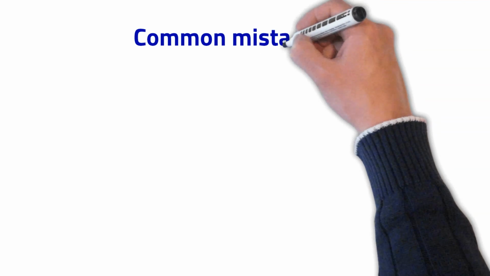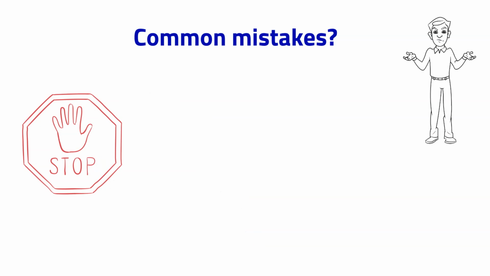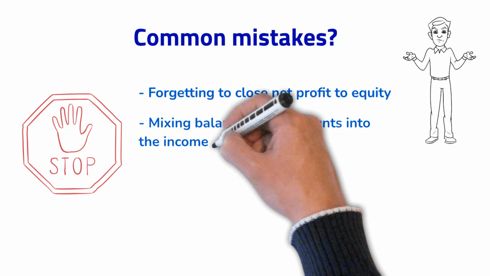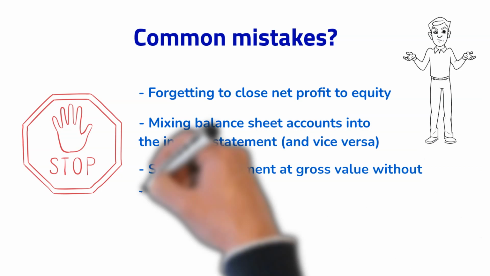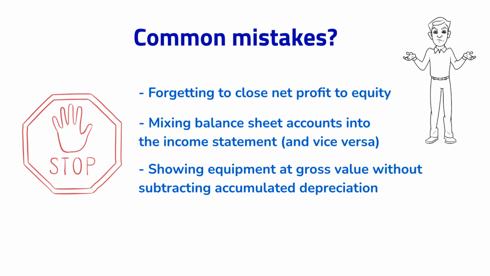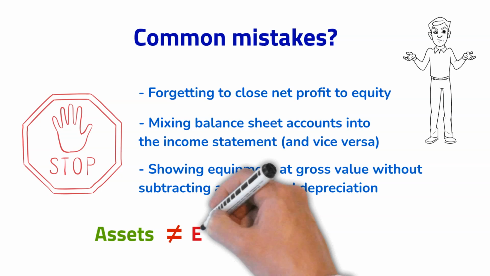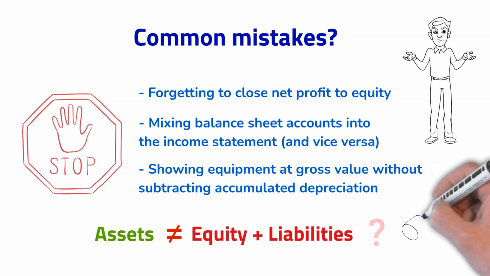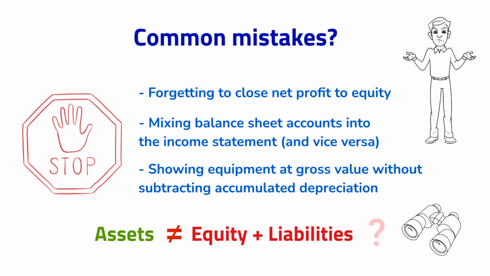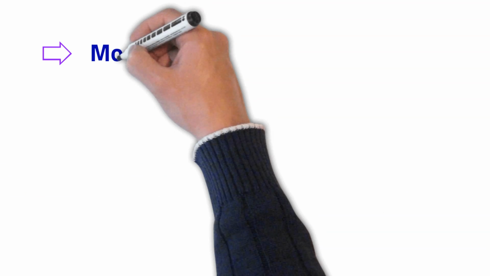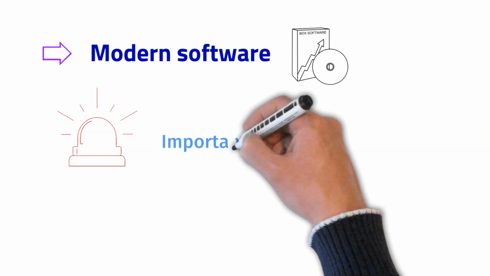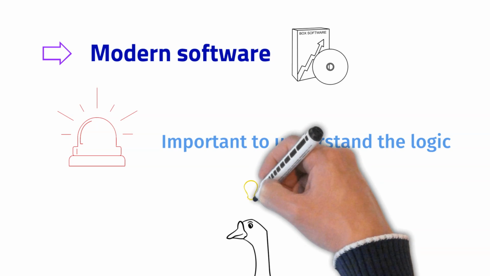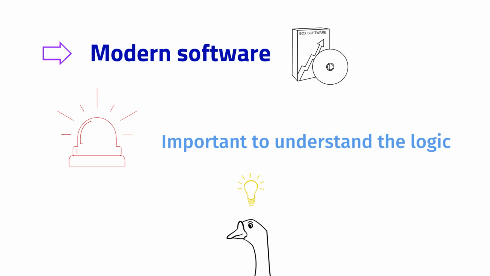Okay, now what are the common beginner mistakes? First one, forgetting to close net profit to equity. Another one, mixing balance sheet accounts into the income statement accounts and vice versa. Or showing equipment at gross value without subtracting accumulated depreciation. Remember, if totals do not tie in, assets do not equal liabilities plus equity, go back to the trial balance and do some detective work. And again, modern accounting software does most of the work for you, but you still need to understand the logic behind financial statements, as the software does most of the work, but not all of it.